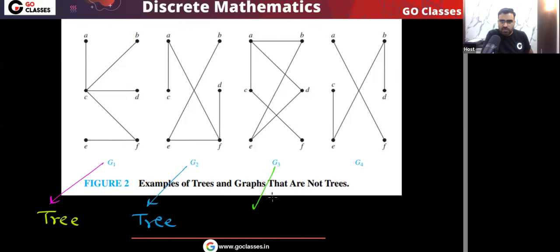What about G3? In G3, there is a cycle. You can easily see that there is a cycle. Look at this. A, then D, then E, then B. Okay, look at this. A, B, E, D, A. So there is a cycle. So you can see this is actually cyclic. So this is not a tree, not a forest.